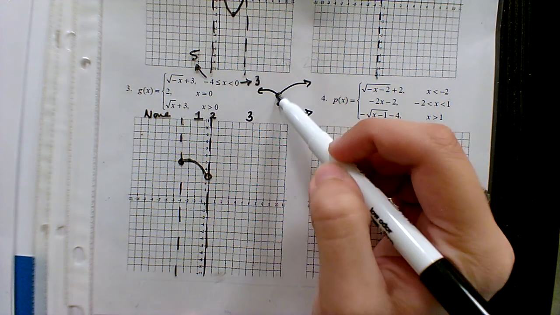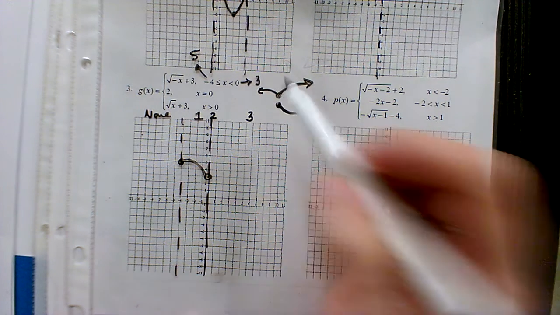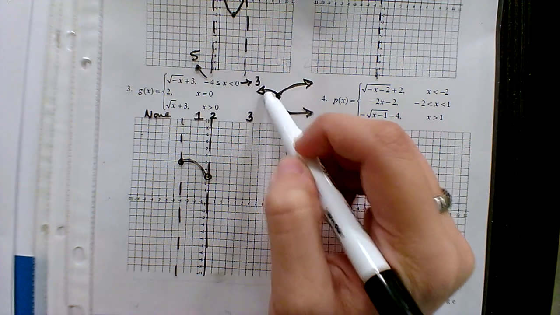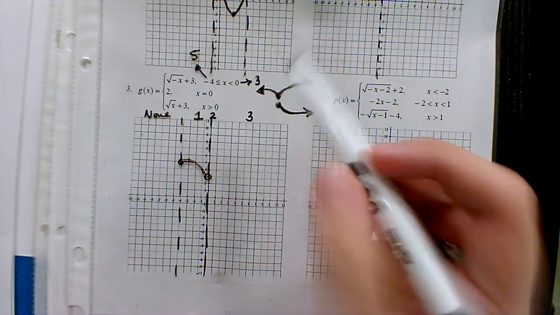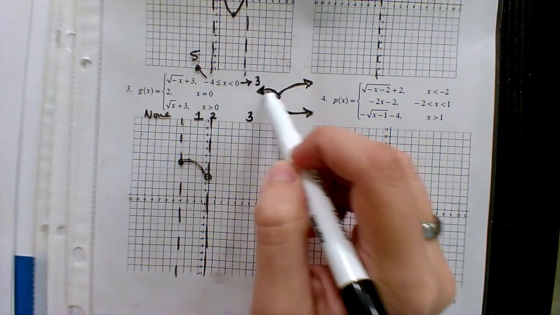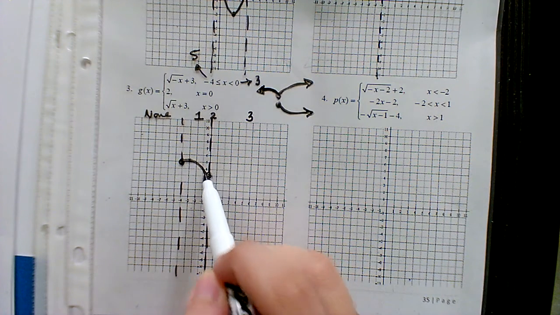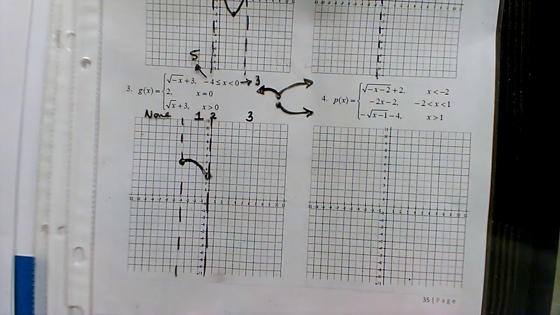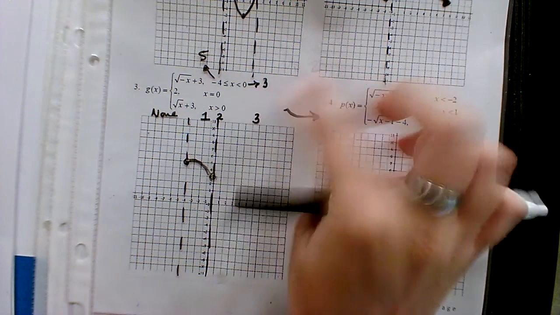Are we taking this square root shape and reflecting it over the x-axis so it's upside down, or over the y-axis so it points the other direction? Negative on the inside? Which one is it? Y. Good. Okay, so if we're reflecting across the y, it should have this shape. So it makes sense that we should start here and curve that way. Okay, so there's our first piece.